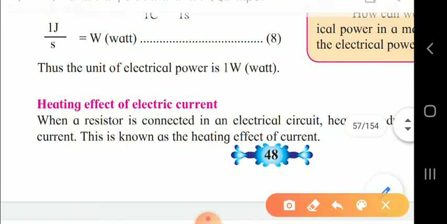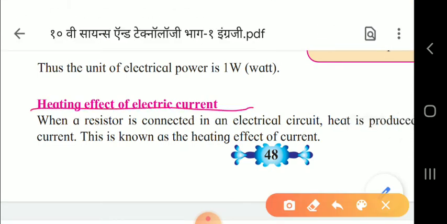Let us see the heating effect of the electric current. When a resistor is connected in an electric circuit, the heat is produced in it due to the current. This is known as the heating effect of current. So, children, one thing you have to note here, that for P, 3 formulas are there. Which are the 3 formulas? P is equal to V into I. Then the second formula is P is equal to I square into R. Then the third formula is P is equal to V square upon R. So this you have to learn.